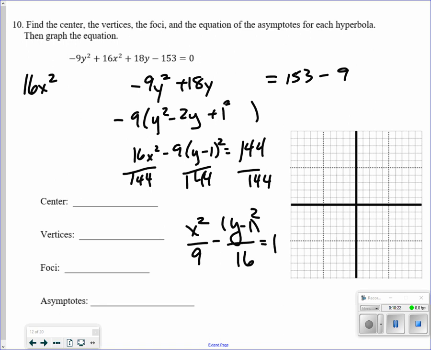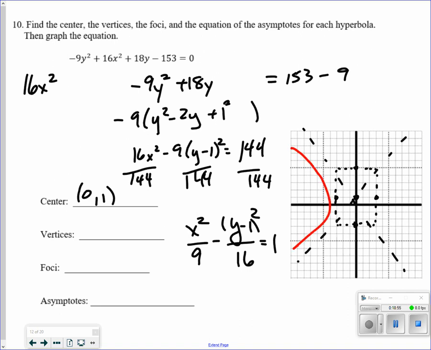This now I should be able to answer all the questions here. The center is at 0 and 1, so 0 for x, 1 for y. My left and right, 3 under x. Up and down, 4. And so that creates my asymptotal box, and the diagonals of which are the asymptotes. But the x does come first, so the x comes first.